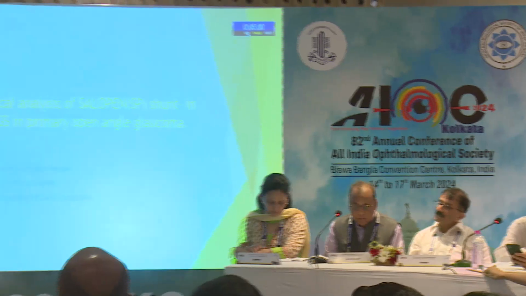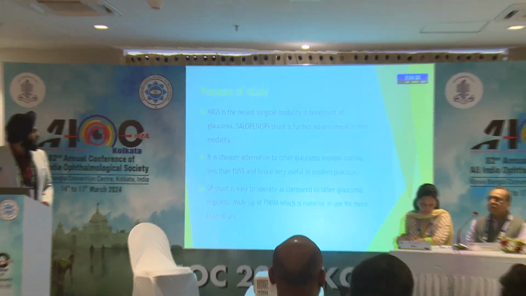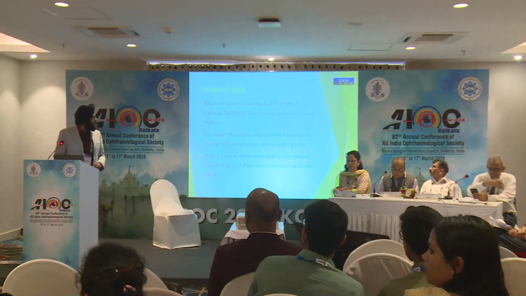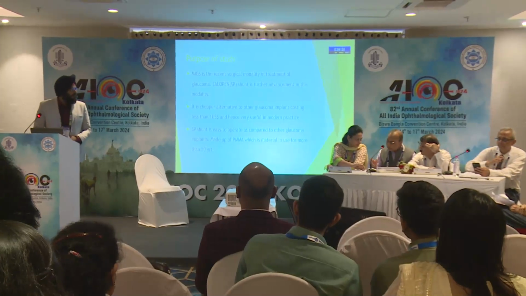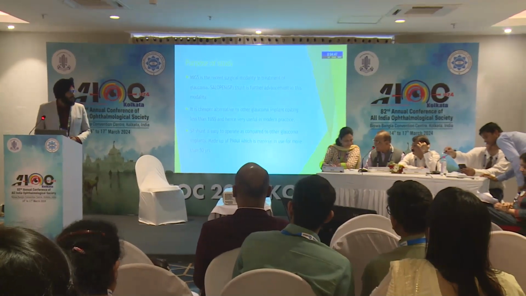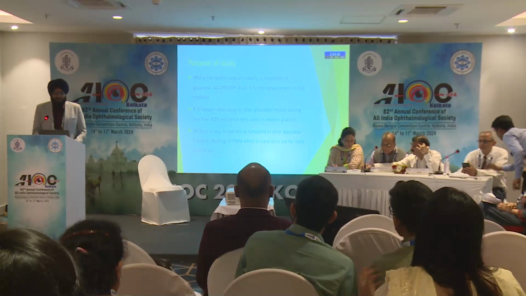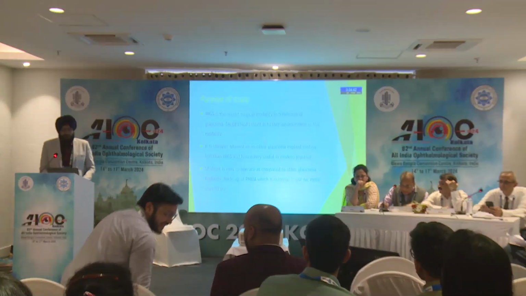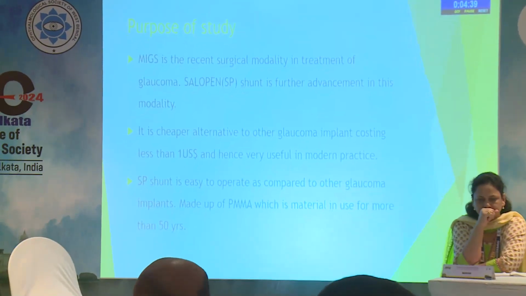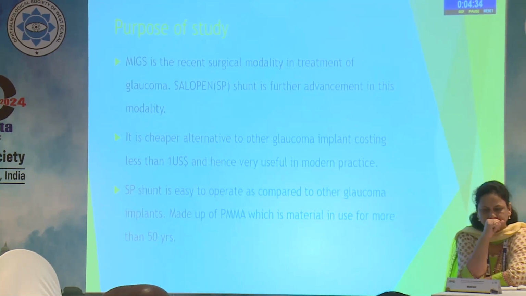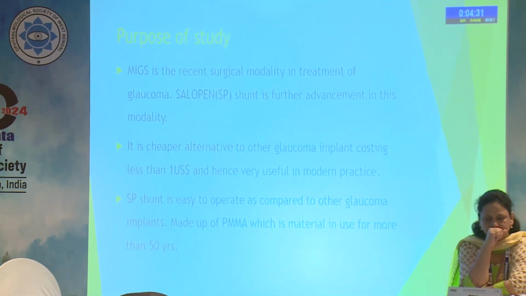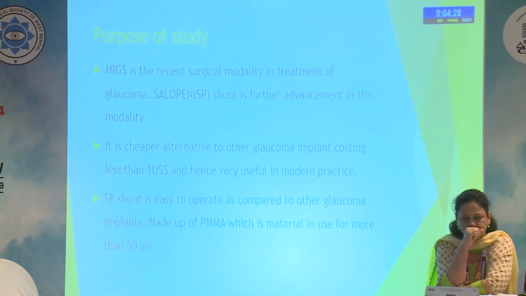Yes, sir. My topic for today is critical analysis of SP shunt in MIGS in primary open angle glaucoma. The main purpose of this study was to show that microincision glaucoma surgery is one of the most recent surgical modalities in treatment of glaucoma, and we have made the SP shunt, which is a further advancement in this modality. It is a cheaper alternative to other glaucoma implants, and it costs roughly 50 to 100 rupees, that is around $1, and is very useful in modern practice. The SP shunt is very easy to operate, and the learning curve is very easy compared to other glaucoma implants, and it is made of PMMA material, which has been in use for more than 50 years.